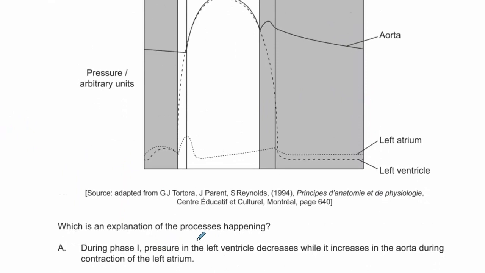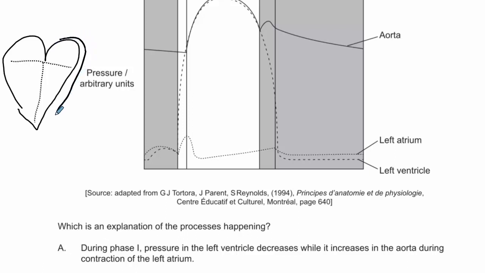A. During phase 1, pressure in the left ventricle decreases while it increases in the aorta during contraction of the left atrium. And this seems wrong because, again, here is a very simplified version of the heart. And then we have to divide into the atria and left and right ventricle. And this left ventricle, which of course is on the right side because we watch it from the outside, but in the body this would be on the left side since we look at it from the front.